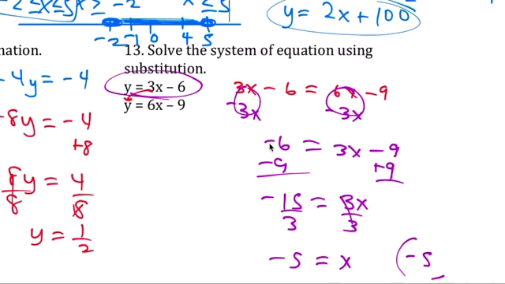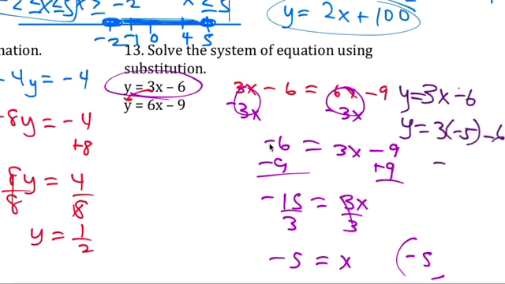That is 3x plus minus 6. Okay, x is negative 5, so y is 3 times negative 5 minus 6. You get negative 15 minus 6, so y equals negative 21. Okay.